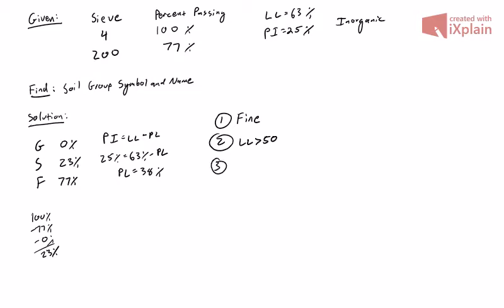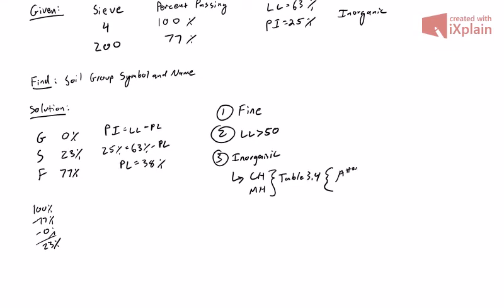The next step asks us, do we have an inorganic or an organic soil? The problem statement told us that this was an inorganic soil. And at that point, that tells us that we have either a CH soil or an MH soil. Right, so the next thing we do, we look at table 3.4. And that tells us that a CH soil has an Atterberg limit above the A-line, and an MH soil has an Atterberg limit below the A-line.